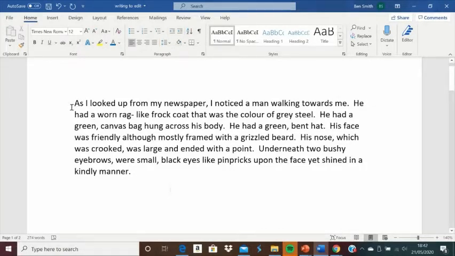As I looked up from my newspaper, I noticed a man walking towards me. He had a worn rag-like frock coat that was the colour of grey steel. He had a green canvas bag hung across his body. He had a green bent hat. His face was friendly, although mostly framed with a grizzled beard. I want to reuse some words that I've learnt today. His nose, which was crooked, so a relative clause, was large and ended with a point. Underneath two bushy eyebrows, so my frontal adverbial, were small black eyes like pinpricks, so a simile, upon the face, yet shined in a kindly manner.